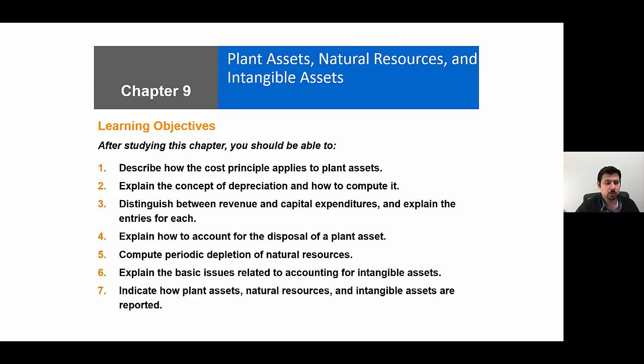In this chapter, we will cover plant assets, natural resources, and intangible assets. Plant assets are also known as fixed assets, such as buildings, lands, equipment, etc. We will learn how to depreciate those accounts, and how to calculate the depreciation expense. We will also look at natural resources such as oil, mines, etc., and how to calculate the depletion of natural resources. And at the end, we'll also discuss intangible assets, which are assets that have value but do not have a physical substance.